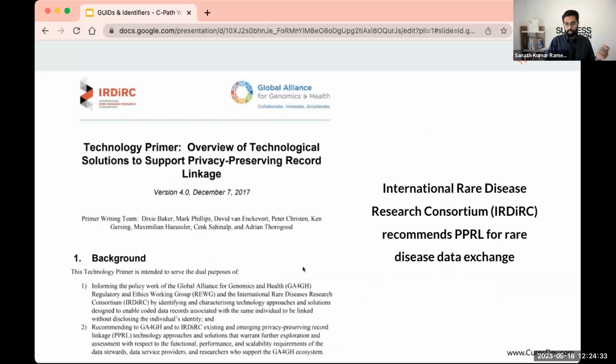The International Rare Disease Consortium recommended in 2017, believe it or not, privacy-preserving record linkage algorithms as the best algorithms for data exchange in the rare disease space. The class of algorithms that I'm talking about that use hashing are all privacy-preserving record linkage techniques. I'm going to go through a few of the implementations without getting too much into the details, because a lot of them have the same conceptual structure that I explained a second ago.